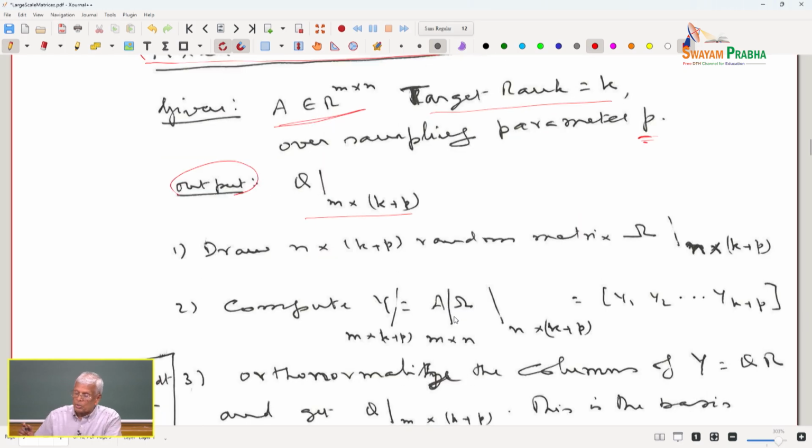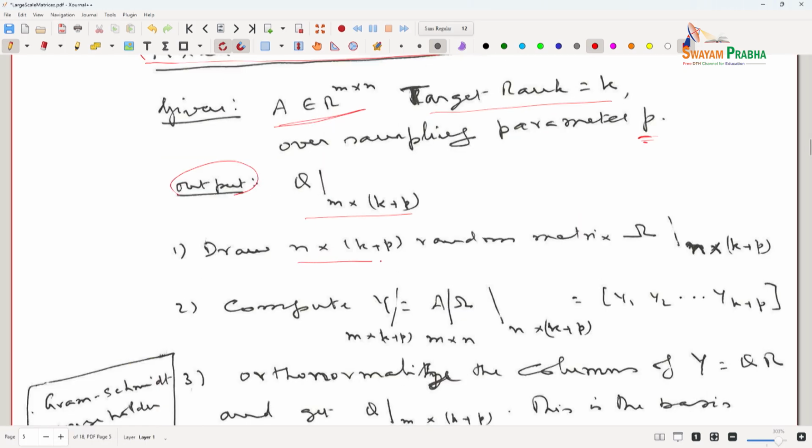So, how does the algorithm work? Draw an n by k plus p random matrix omega. What is that? I have a space Rn. In this space, I am going to pick randomly how many samples? k plus p sample size. Each of these samples is going to be mapped into Rm. So, here again k plus p samples come in. Each of the k plus p samples in here is the image under A.